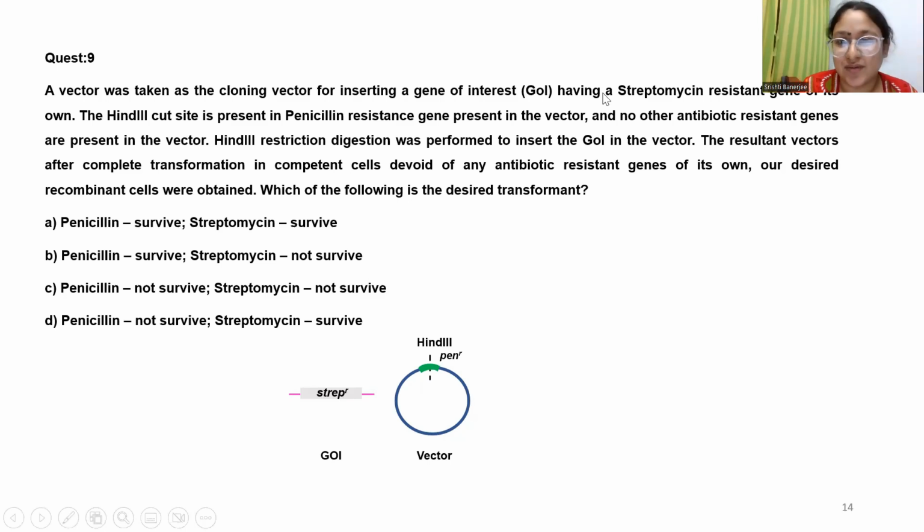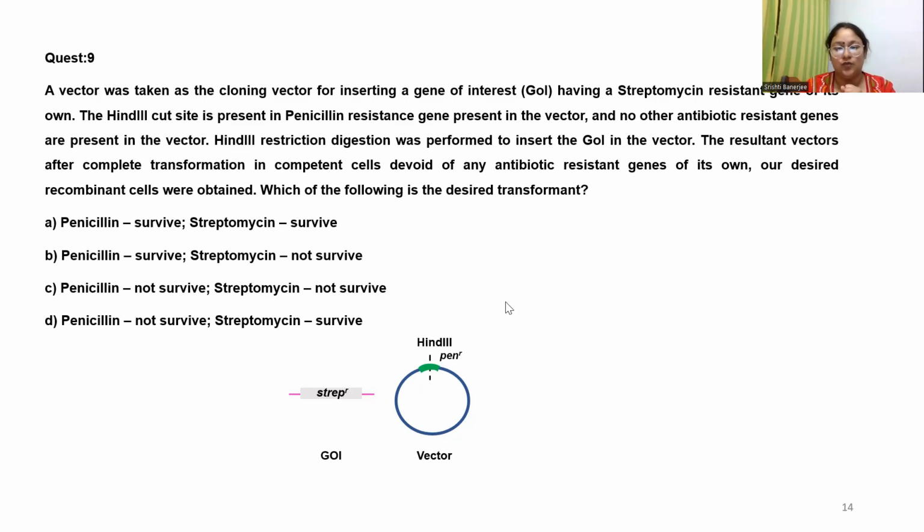Okay, D. Okay, we'll discuss. So your gene of interest has this streptomycin resistant gene. Many people are towards D. Okay, let's see what it is. The vector also has a penicillin resistant gene, which is also a cut site for HindIII. If you digest with HindIII, this penicillin resistant gene will get disrupted, so it will lose its resistant power.